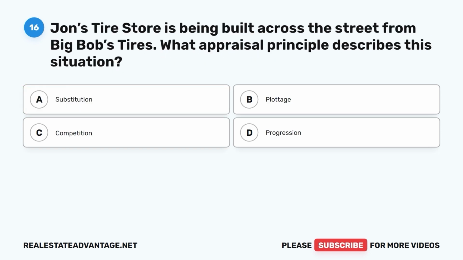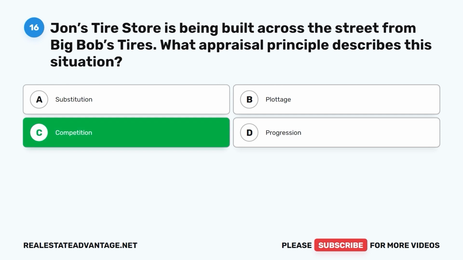Question 16. John's Tire Store is being built across the street from Big Bob's Tires. What appraisal principle describes this situation? A. Substitution. B. Plottage. C. Competition. D. Progression. The correct answer is C.